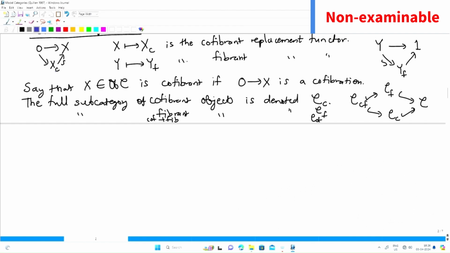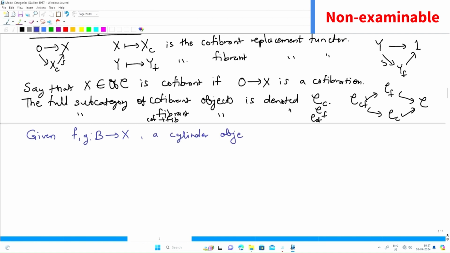So let's do this interesting homotopy construction, the internal homotopy construction. Okay, so given f and g from B to X, a cylinder object for B is any B prime such that there is a factorization like this.